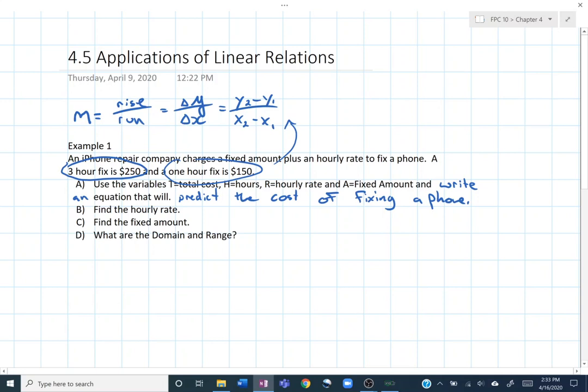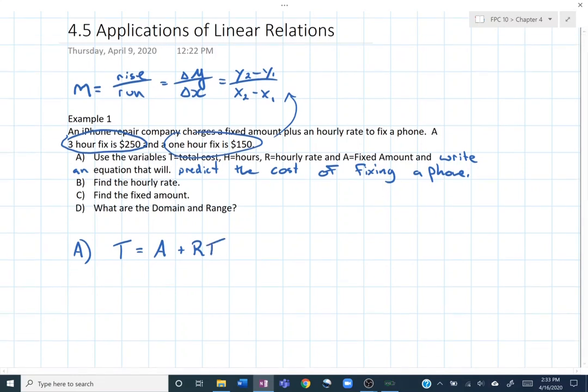Cool. So we're looking for an expression for the total cost, and it's going to be whatever that fixed amount is, which is A, plus that hourly rate times the amount of time. That's all they're looking for, just in terms of variables, what that equation is going to look like. I've made a mistake because I've got T in there twice. This second T is for hours, so it's supposed to be an H. How many hours times that hourly rate?